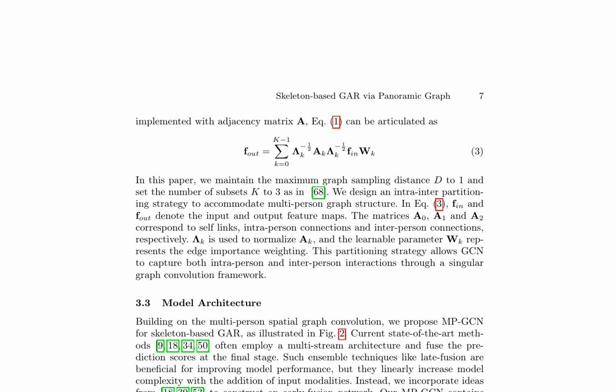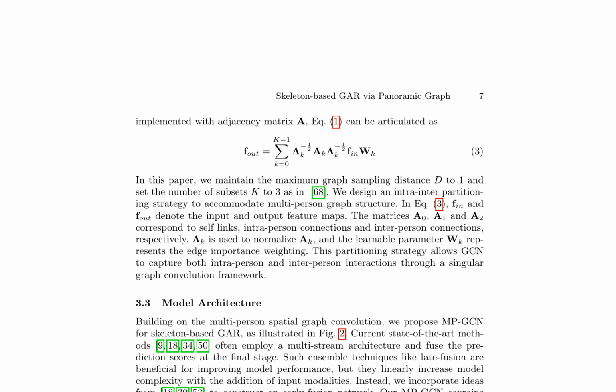Group activity recognition, GAR, involves identifying the actions of individuals within a group. To tackle this challenge, researchers propose a novel method utilizing a multi-person spatial graph convolutional network, MP-GCN. This approach represents spatial relationships between individuals in a group activity through a panoramic graph, implemented with an adjacency matrix that captures both intraperson and interperson connections.